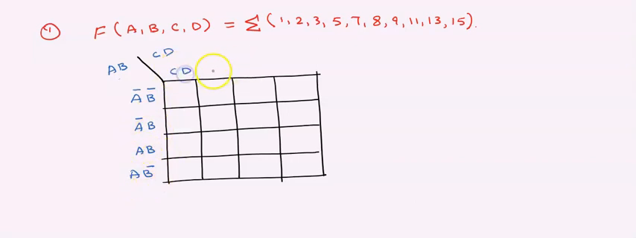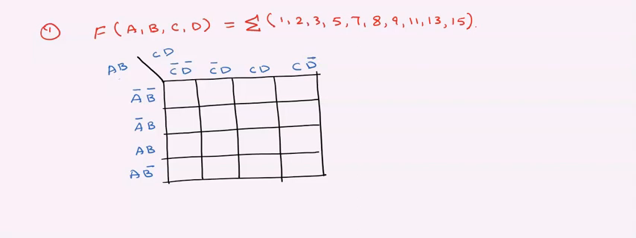Similarly for CD, you are supposed to write in the same way: CD, CD, CD. First C complement D complement, then C complement D, then CD, and last C D complement. Okay. So this is step number 2.